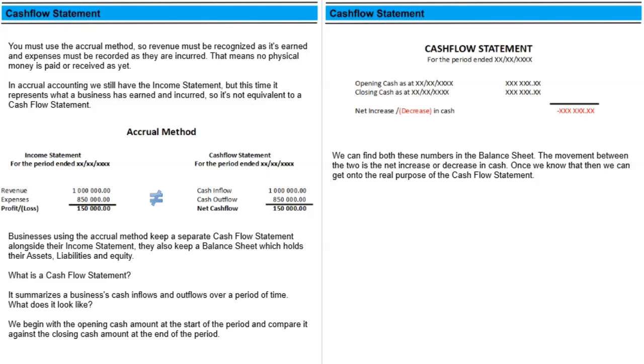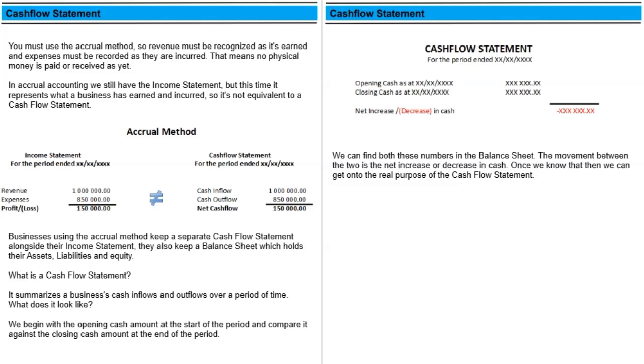Businesses using the accrual method keep a separate cash flow statement alongside their income statement. They also keep a balance sheet which holds their assets, liabilities, and equity. What is a cash flow statement, you ask? It summarizes a business's cash inflows and outflows over a period of time. So, what does it look like?